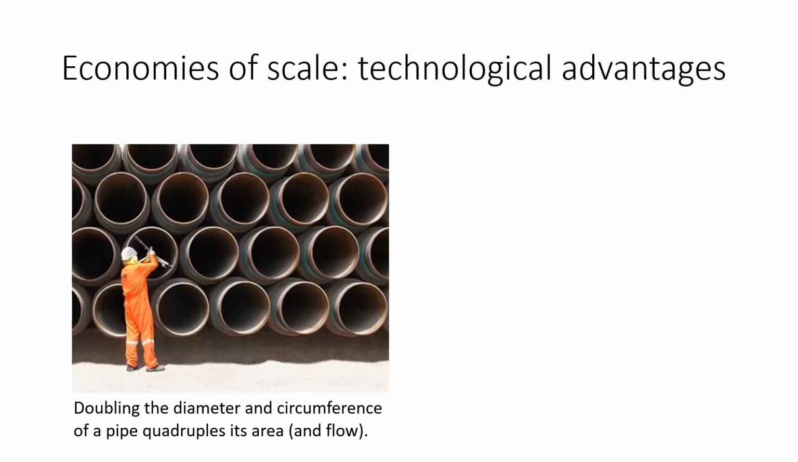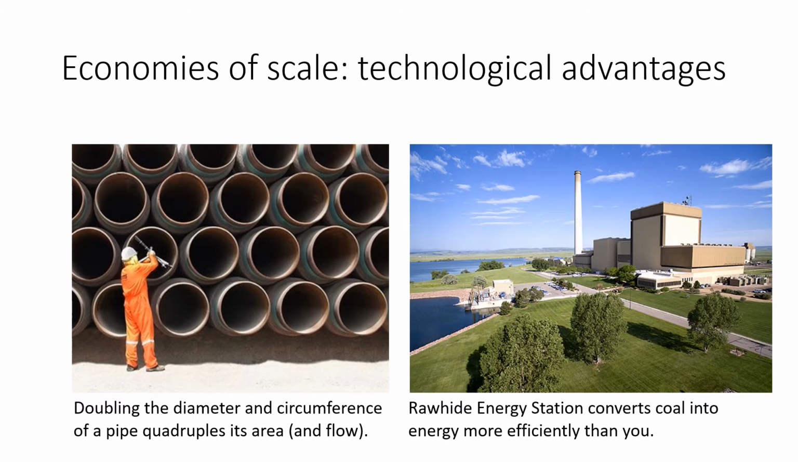Now, let's talk about technological advantages, which was one of the results of economies of scale. In the first picture, you're seeing that doubling the diameter and circumference of a pipe quadruples its area and flow, and that might actually increase the profit. Or a power energy station converts coal into energy more efficiently.